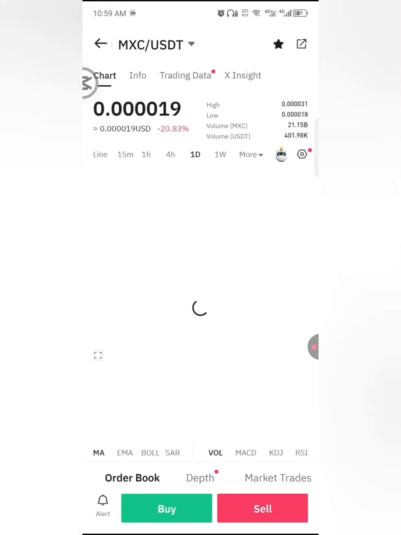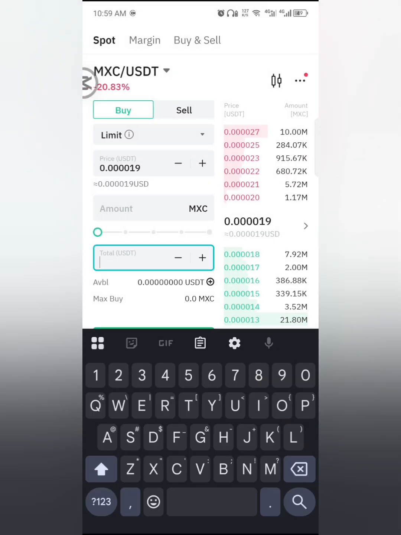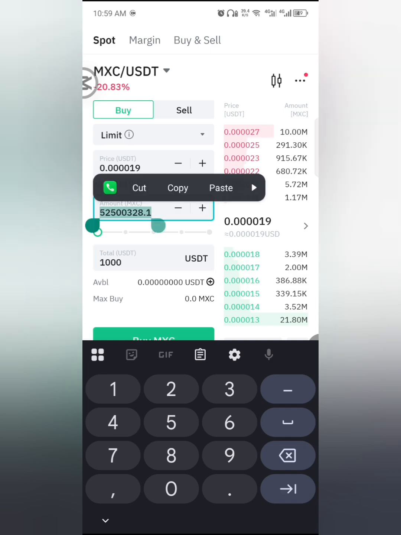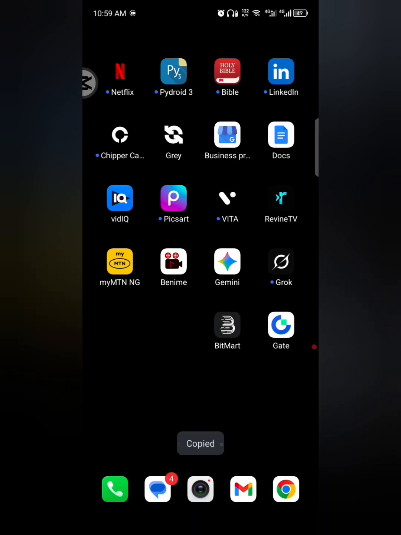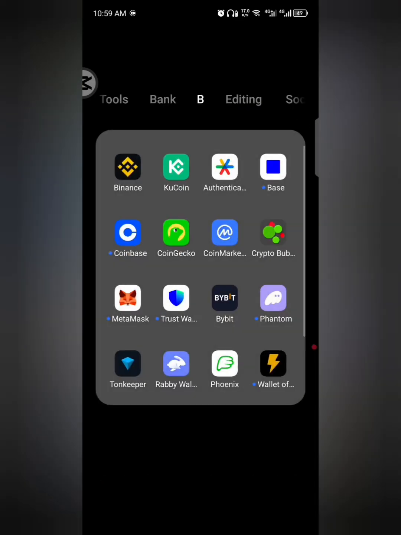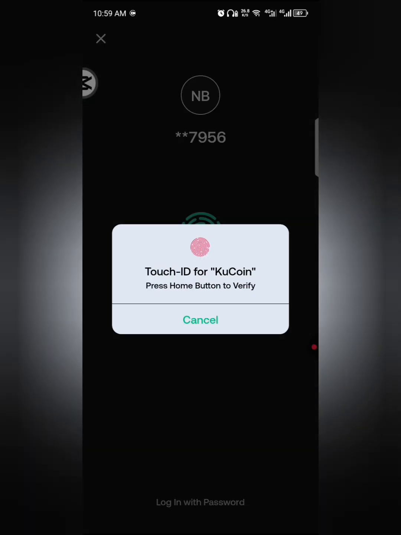You see it's the same thing. Now on Bitmart here, I can click on, let's see what $1,000 will give. $1,000 will give me this quantity. All right, so now let me copy this quantity here. Let's go to KuCoin to see how much that $1,000 is worth. We're on KuCoin right here.